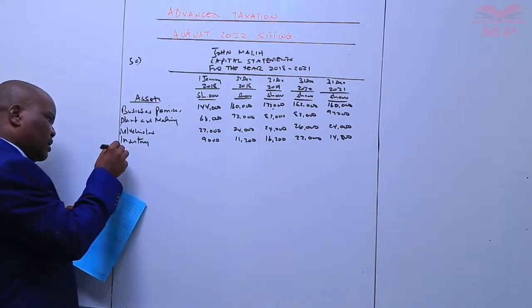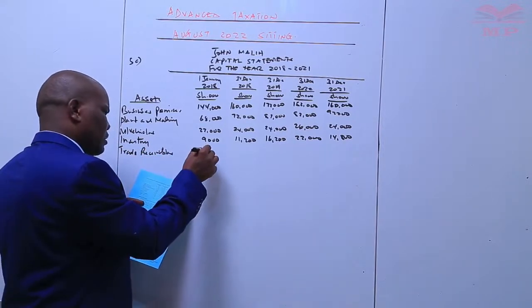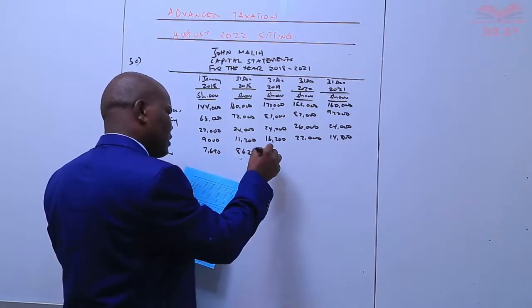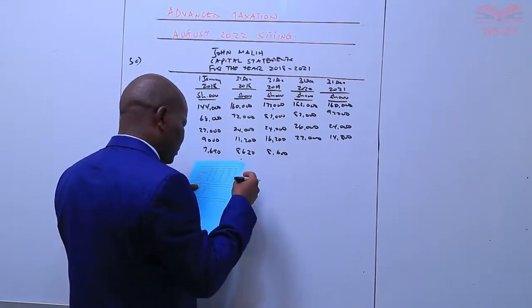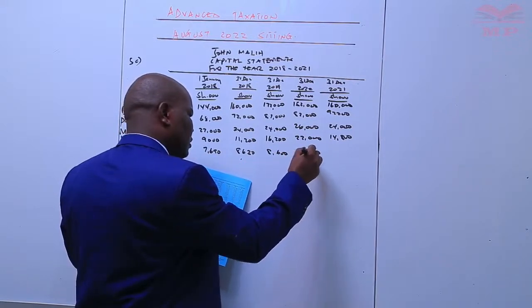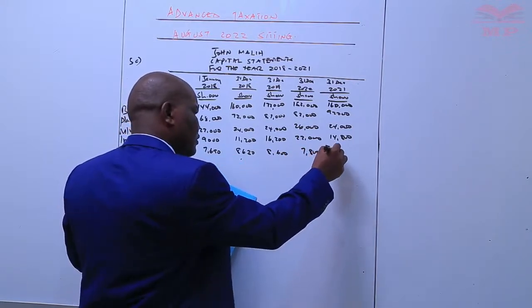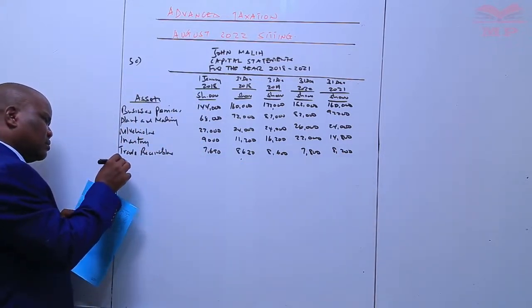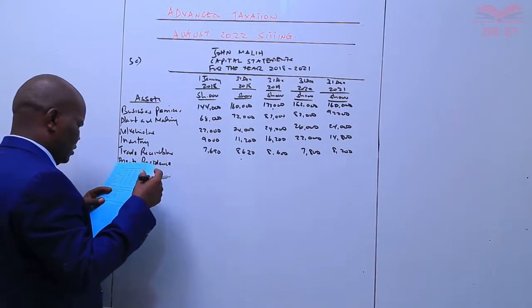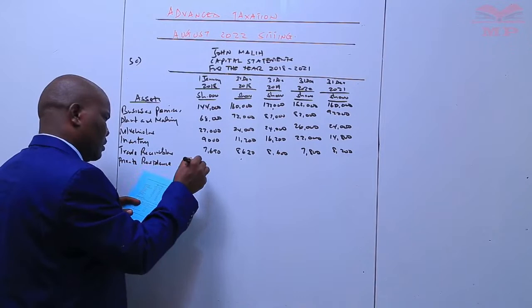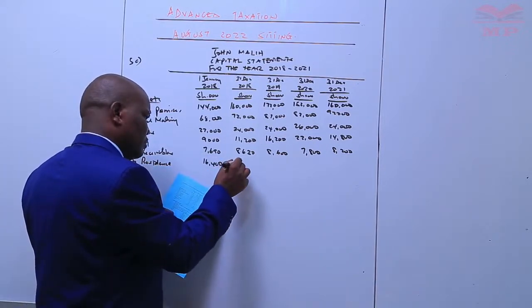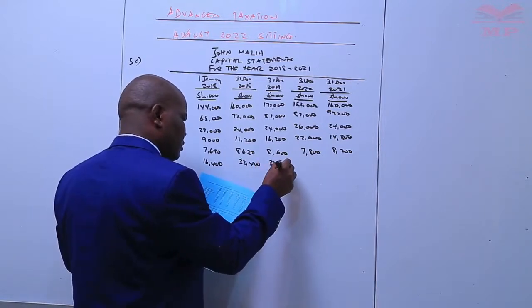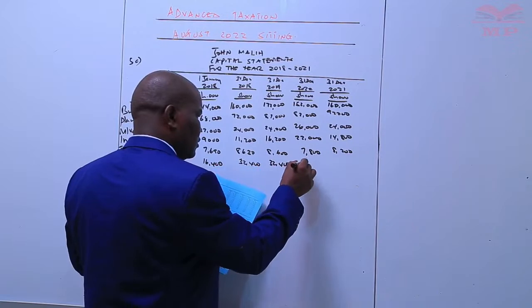Trade receivables are assets, 7690, 8630, 8600, 7800, and 82. Next we have private residence is an asset. Private residence is asset 1. We have 16,400, 32,400, 32,400 again through.